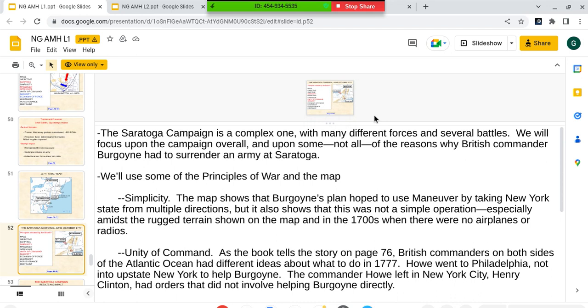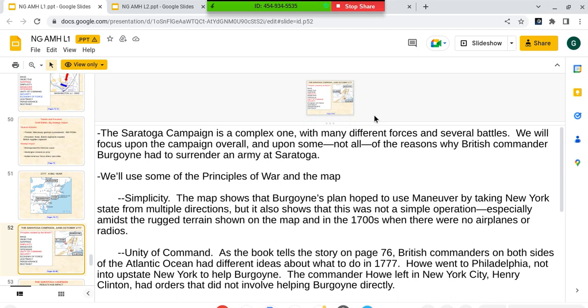As far as unity of command, we see again that the commanders back home on the other side of the Atlantic Ocean had one idea of what they wanted to do, whereas the commanders in the colonies had a different idea. So there was no unity of command. There were different orders, different ideas on what to do. There was not one single idea on what to do. So it was kind of a mess in terms of the planning.